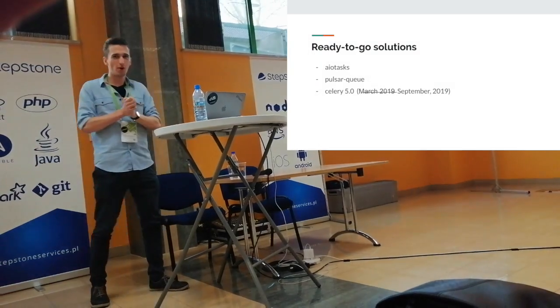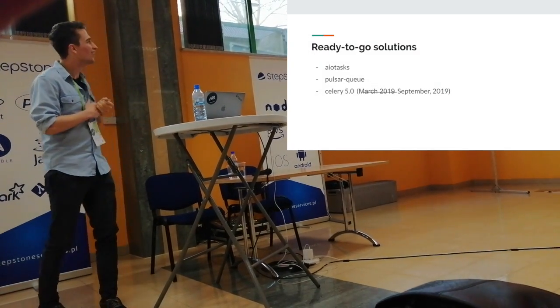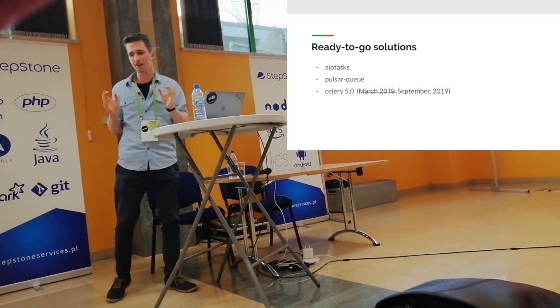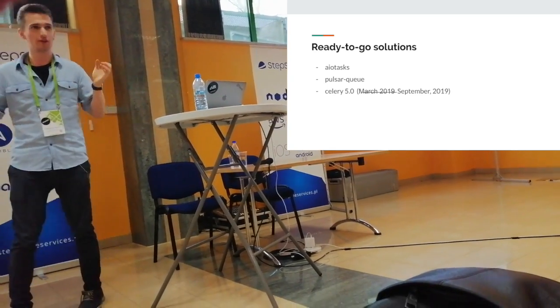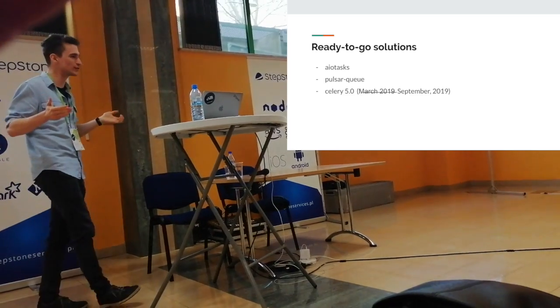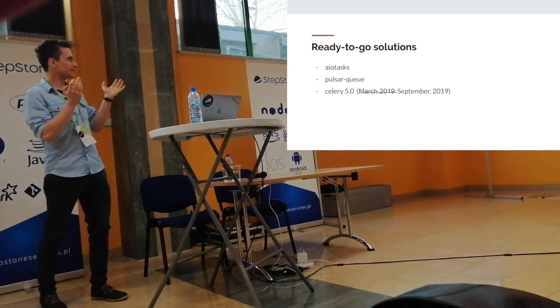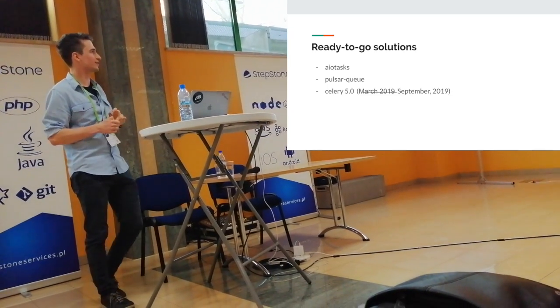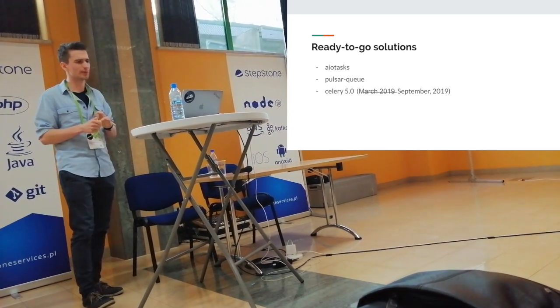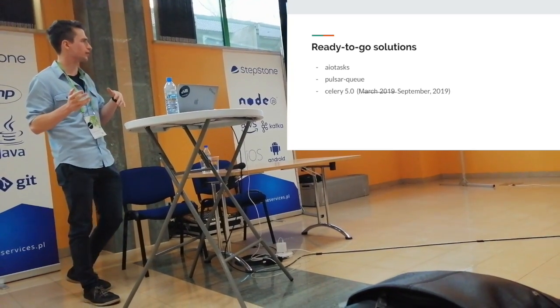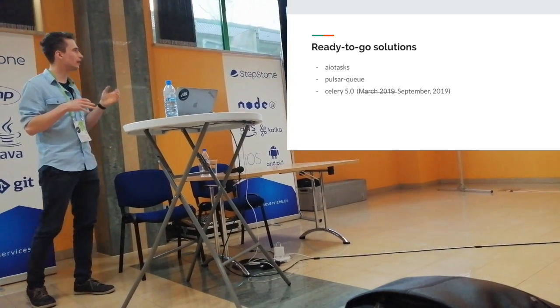So once we know what asynchronous programming is, we can look up the ready-to-go solutions, as always. We don't have to strive for our own libraries. We are not in JavaScript world, right? So we can find out that there's the IO tasks library. It's not so popular, so maybe we can find something else.